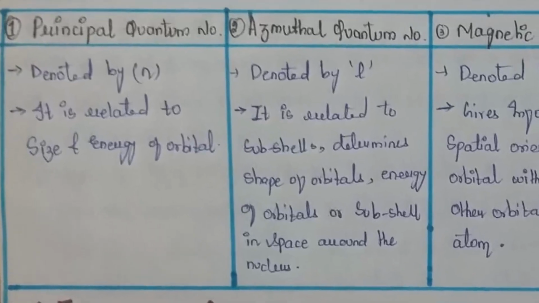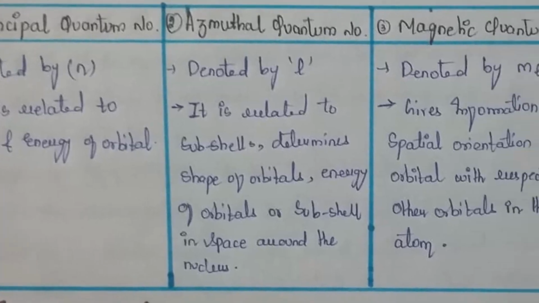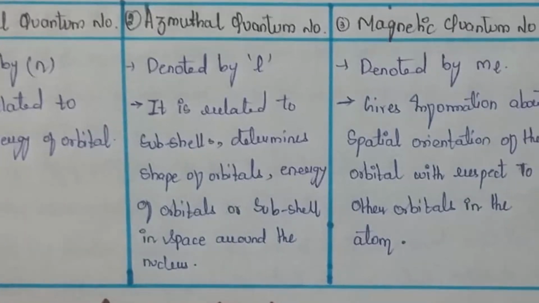Okay, principal quantum number is denoted by n. It gives information about size and energy of orbital. Second, azimuthal quantum number is denoted by l and it gives information about shape of orbitals and subshells, and determines energy of orbitals or subshells in space around the nucleus. It is also known as orbital angular momentum quantum number as it determines the angular momentum of orbitals.